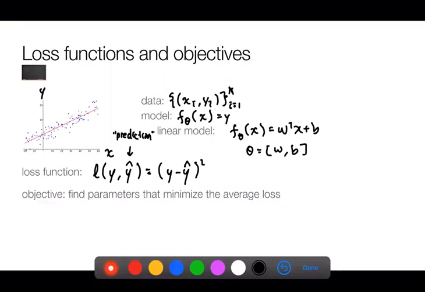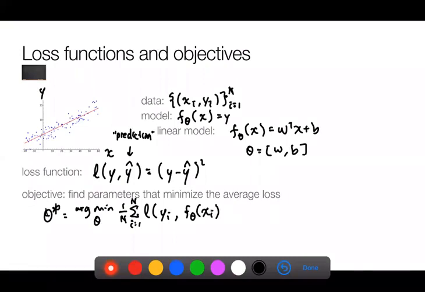Now, our objective is going to be to find parameters that minimize our average loss. How do we write that? The best parameters that we could possibly hope for, theta star, is equal to the minimum over all my possible parameters, all possible w and b, for example, of the average over my training data of the loss. The loss here is going to be on the target yi and the prediction that I'm making, f theta of xi, which for a linear model is just w transpose xi plus b. So specifically for squared error, what I end up getting is yi minus f theta of xi, squared.